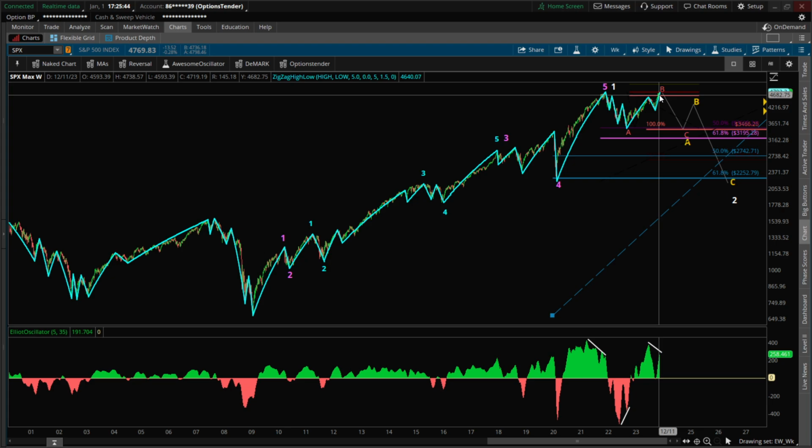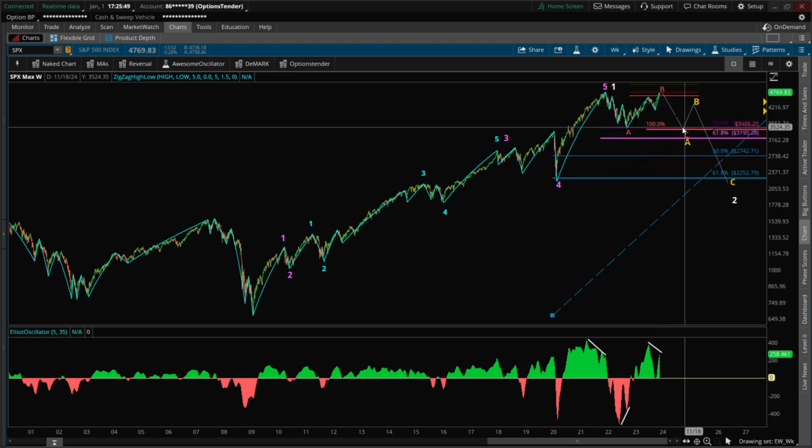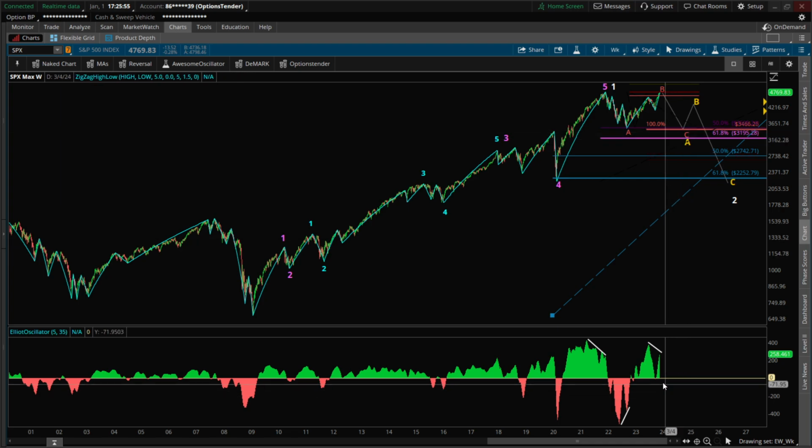So now we're going to see this continue the correction to the downside. And when we get down to these lower areas, whether it be the 3,500 or the 3,200 zone, we should start to see some positive divergence on this oscillator here. Okay, and then we should have our bounce from there. All right, let's go down to the daily time frame.